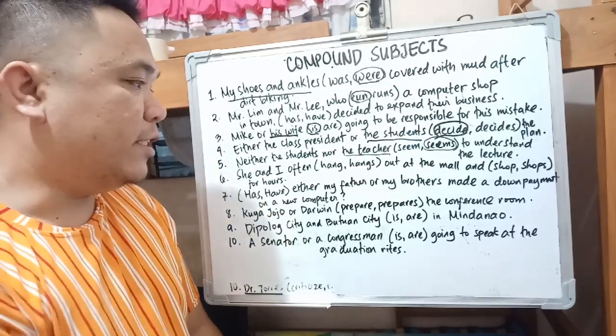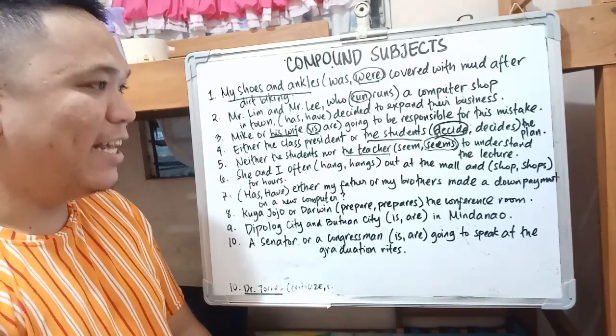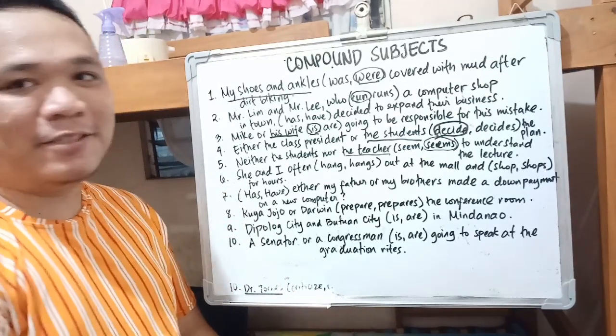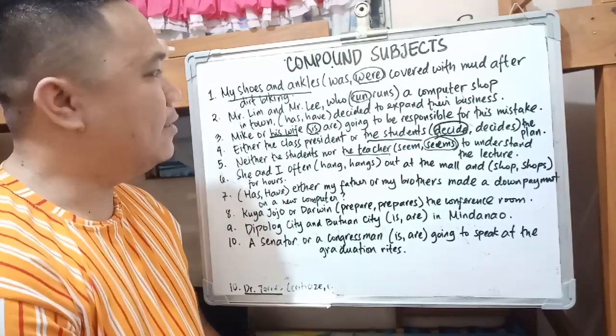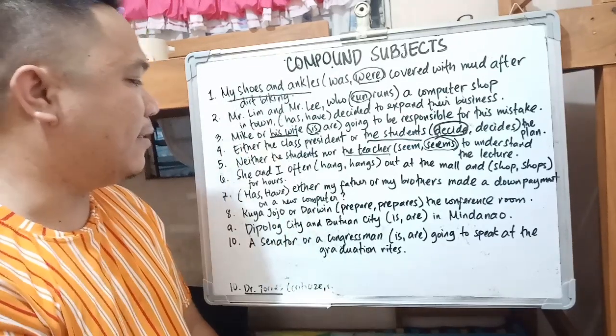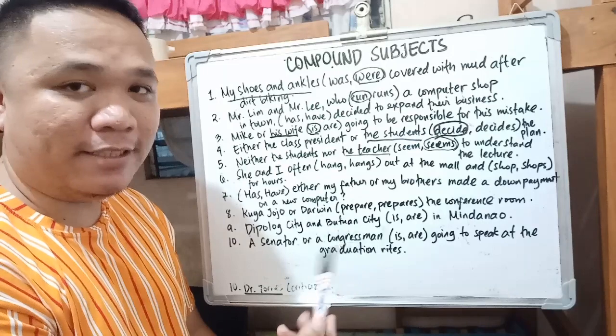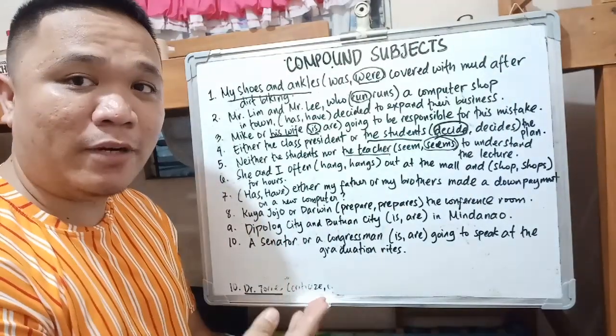She and I often hangs out at the mall and shops for hours. Now, she and I joined by and. Similar to number 1, joined by and. She and I often. So, she and I functions as plural.